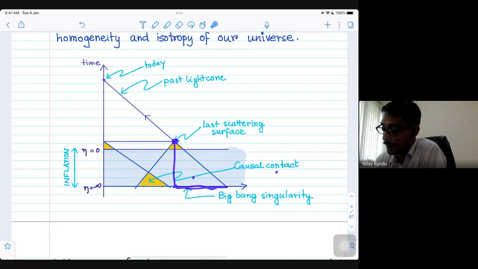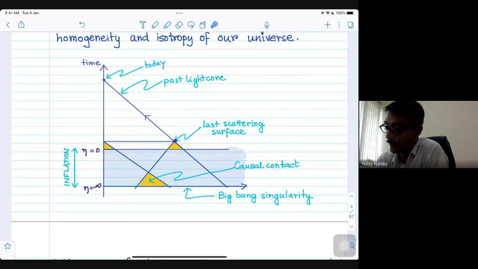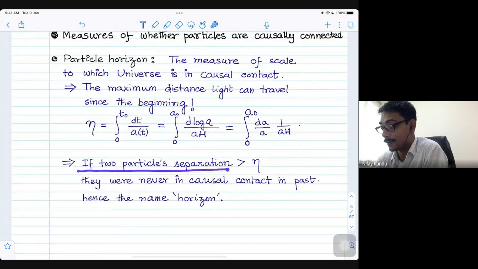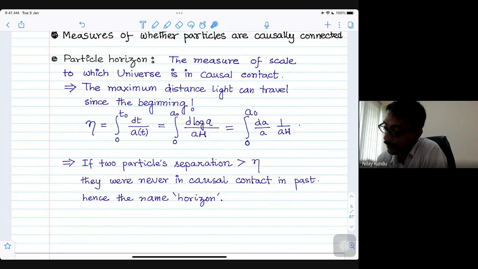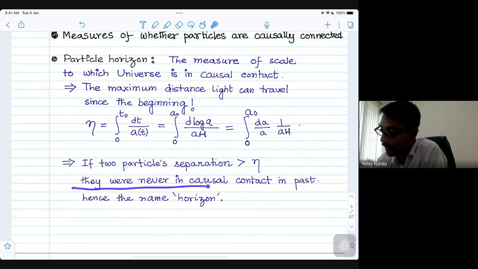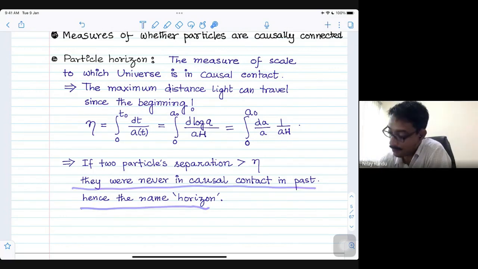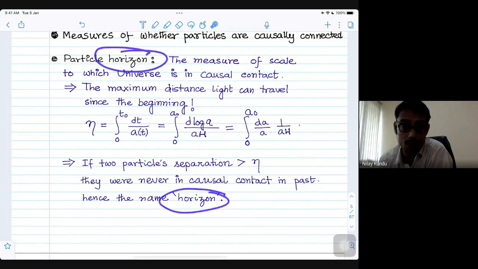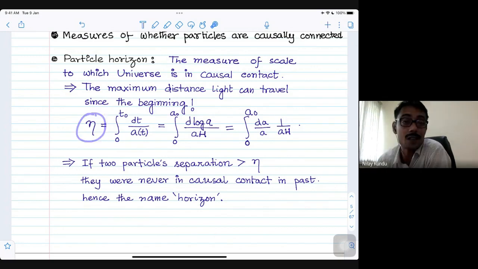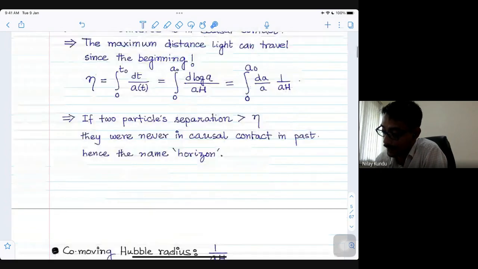Now, anything which is outside this particle horizon, which is roughly this size, couldn't have communicated with this point. So the statement is, if two particles are separated by a length which is greater than this co-moving particle horizon, they were never in causal contact in the past, and therefore this name horizon is being attached to this eta. As you can see, this is the same as the conformal time, and we are using the speed of light c equals 1.